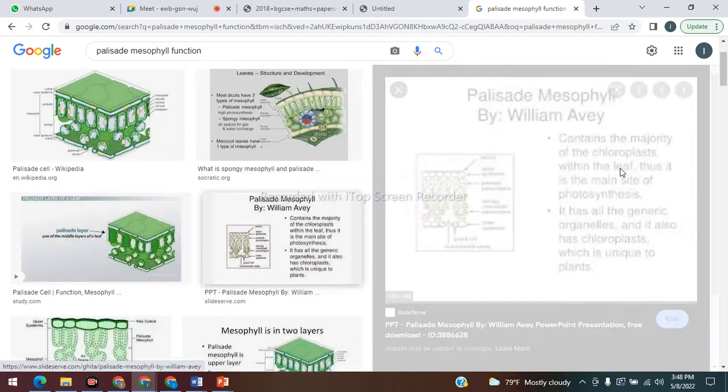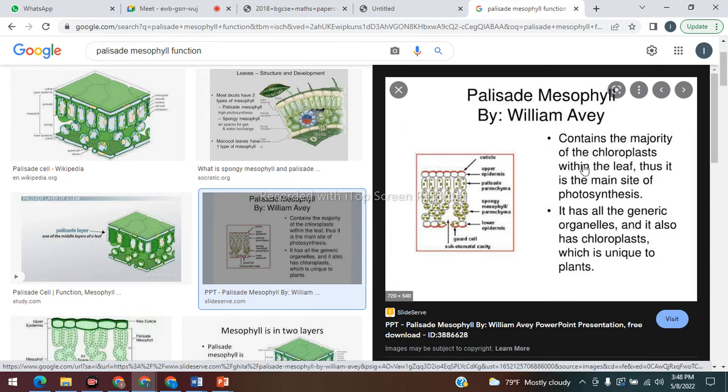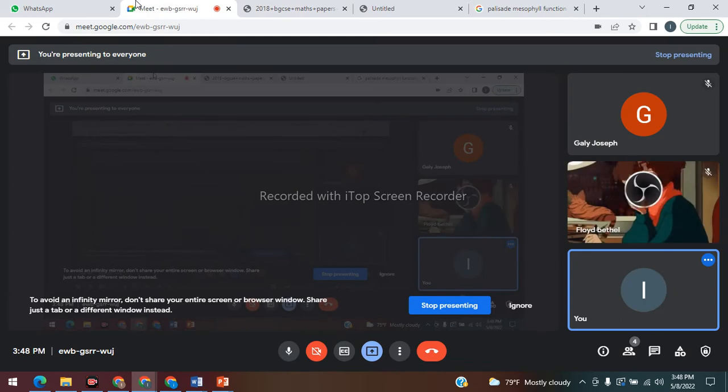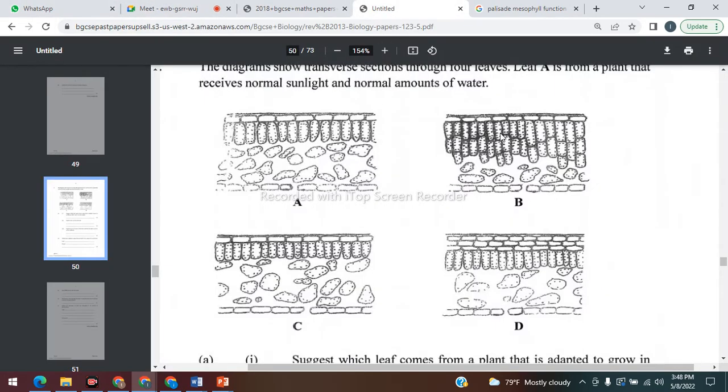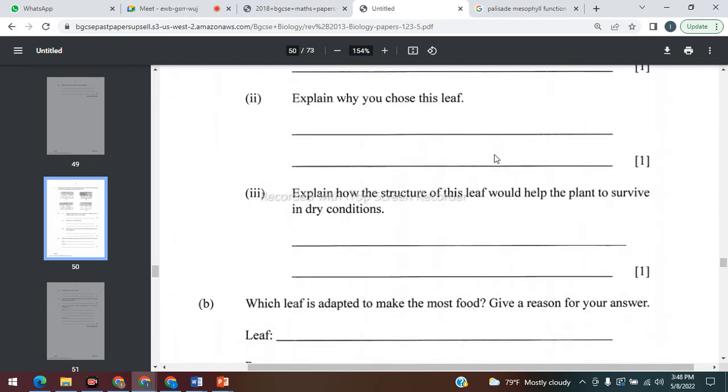This is B, and it contains the majority of chloroplasts within the leaf. Thus, it is the main site of photosynthesis. So this is going to be the place where, since we have a lot of them inside this leaf, that means the rate of photosynthesis is going to increase. Understand? The rate of photosynthesis is going to increase, and so we are going to be able to make more food.